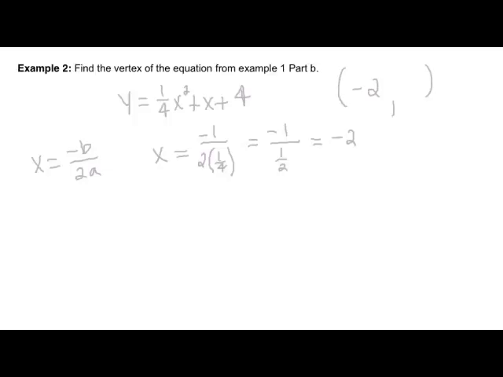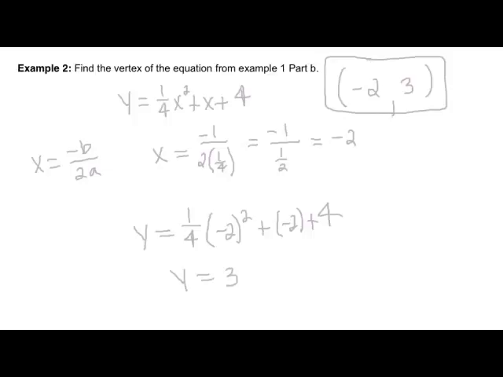Now to get the y coordinate, we're just going to plug this value back into our original equation. So we have y equals 1/4 times (negative 2) squared plus negative 2 plus 4. And you just plug that in your calculator with all the parentheses, and you should get y equals 3. So our vertex is (-2, 3). So again, once you've found your x coordinate with this formula, we just plug back into our equation to get our y coordinate.